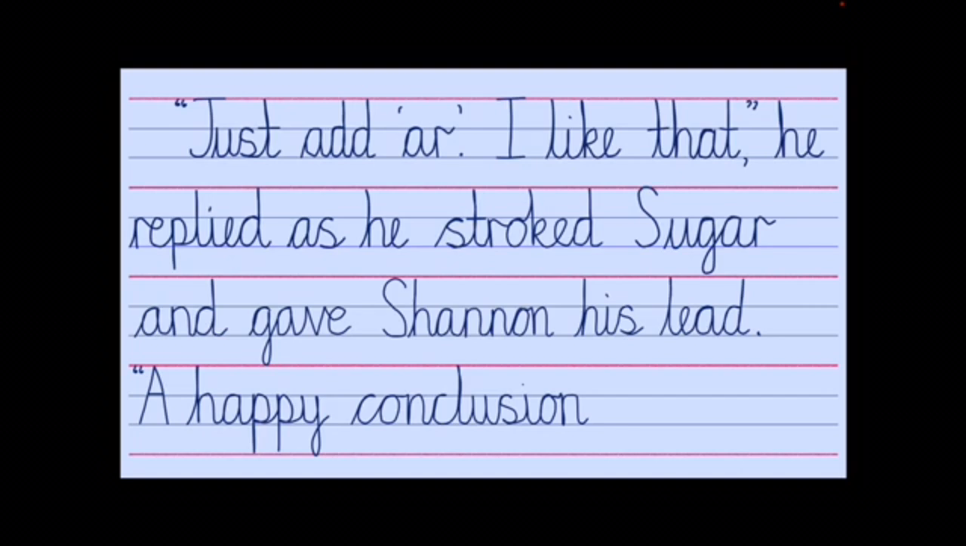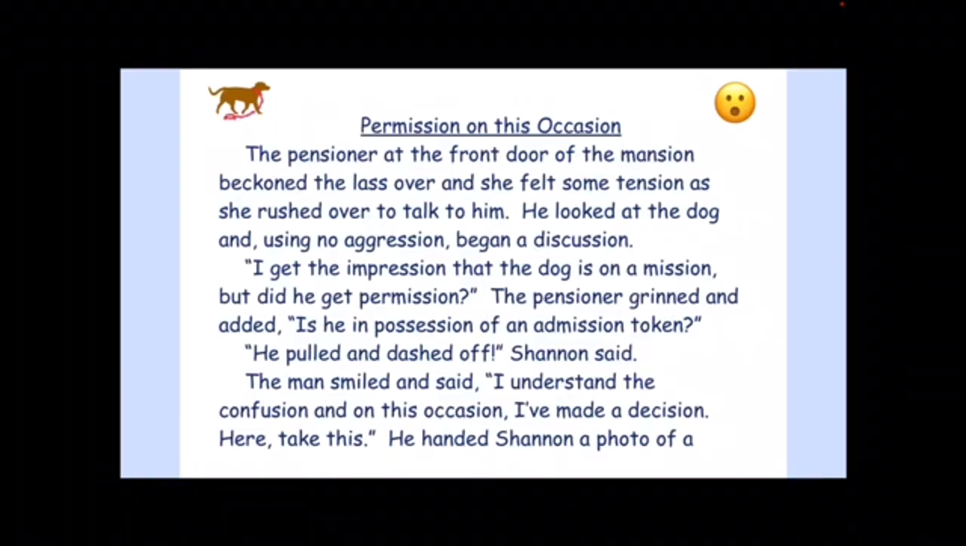For us all. So now Sugar and Shannon would both get home safely. Wonderful. Now let's read our story. Oh, and here we can see the dog who's run off and Shannon's shocked face.